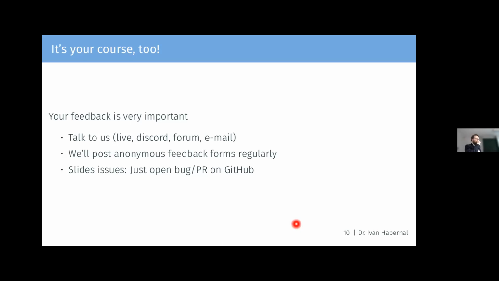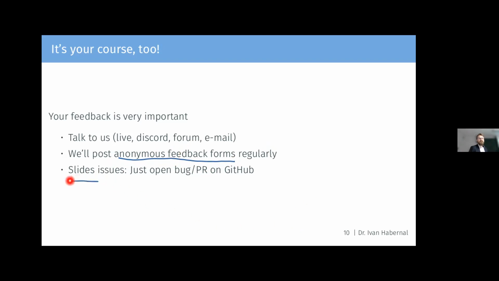What we're trying to do is to post some anonymous feedback forms, just to get feedback, because it's important. You never know whether you covered everything well or not. So we're trying to make it really more open source, which means build it yourself. So your feedback matters, and we'll take it into account.